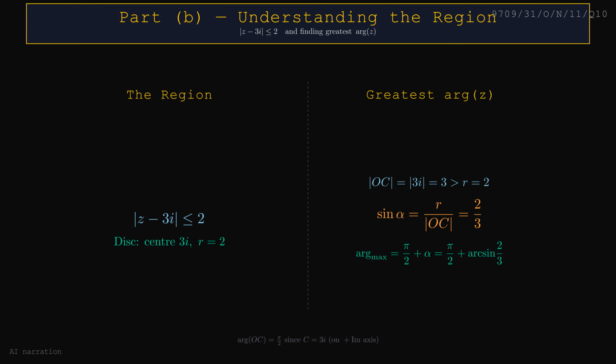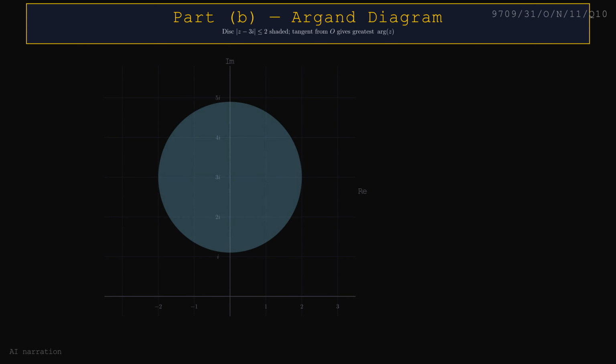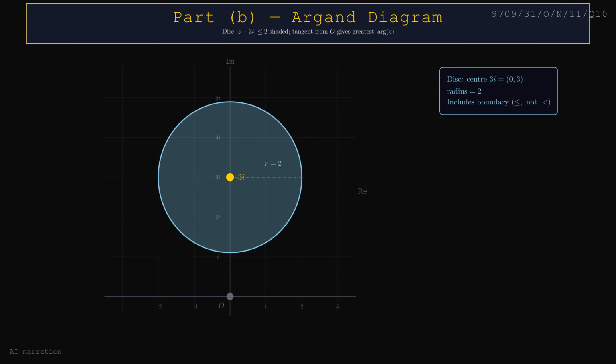Now draw the Argand diagram. Part B. Argand diagram. Shade the disk and draw the tangent from the origin for greatest argument. Draw the Argand plane with axes and tick labels. Shade the disk centered at 3i with radius 2. Mark center C at 3i and origin O. Draw the radius and label it r equals 2. The disk includes its boundary.